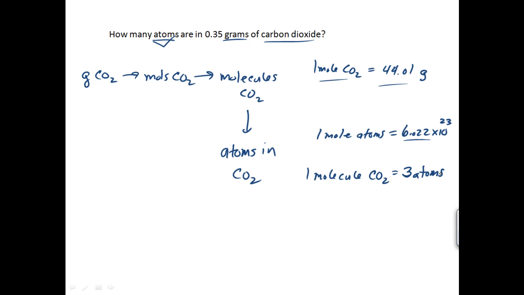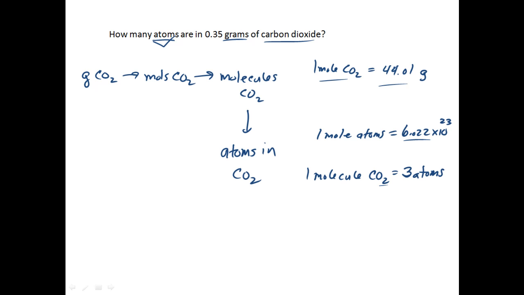You say, well, how'd you get that? Well, carbon dioxide has 1 atom of carbon, and it has 2 atoms of oxygen. So if we add those together, we have 3 atoms in every molecule of carbon dioxide. So on the right here, we have the equalities that will eventually become the conversion factors. On the left, what we have here is the plan of action required to solve the problem. So between these 2 things, this is how we solve all chemistry problems.